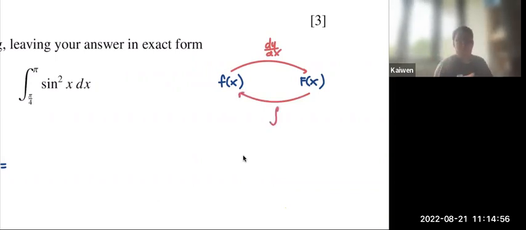So in case you forgot, this is the way to relate differentiation with integration. If you have differentiated something and you reach a result, let's call this result A. You integrate your result A, you will get back to your original result.